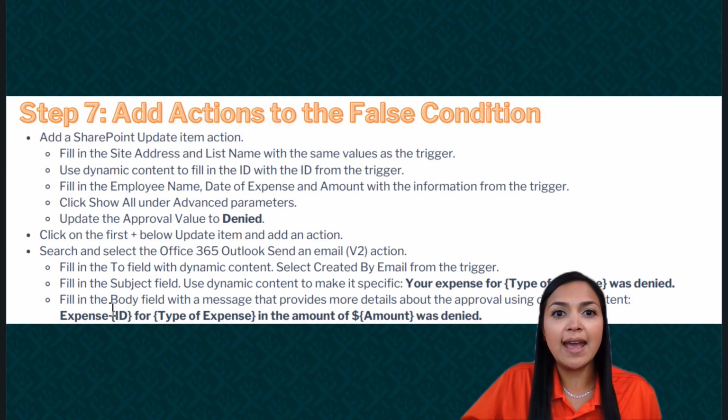Step 7, add actions to the false condition. So this is going to be very similar to step 6. Step 6 was assigned for when a manager approved the expense. Now we're adding the steps when a manager declines the expense.